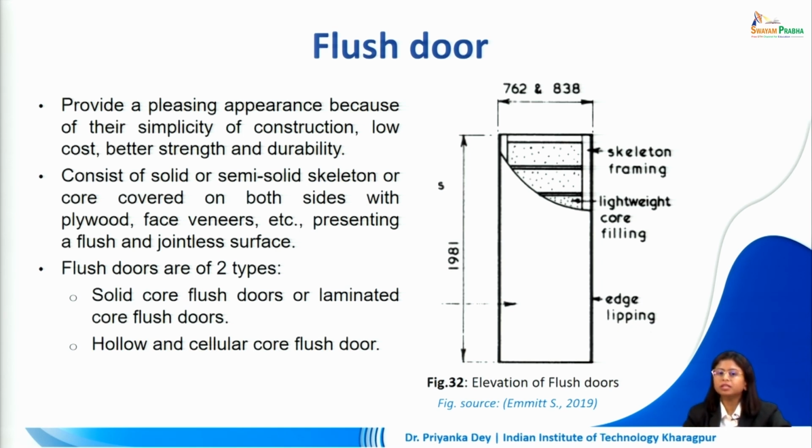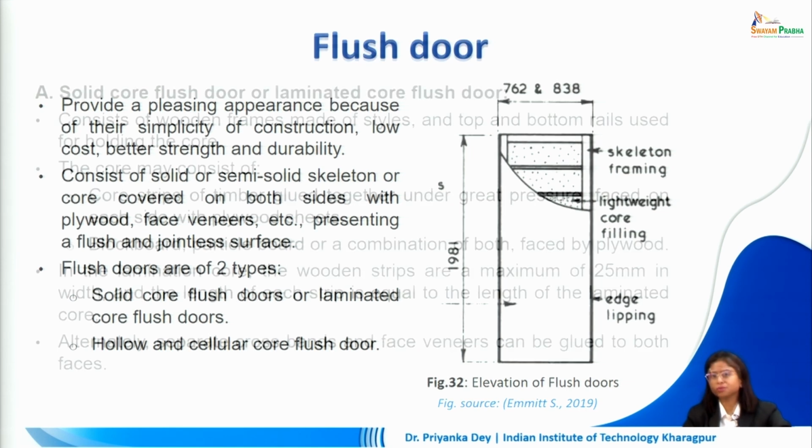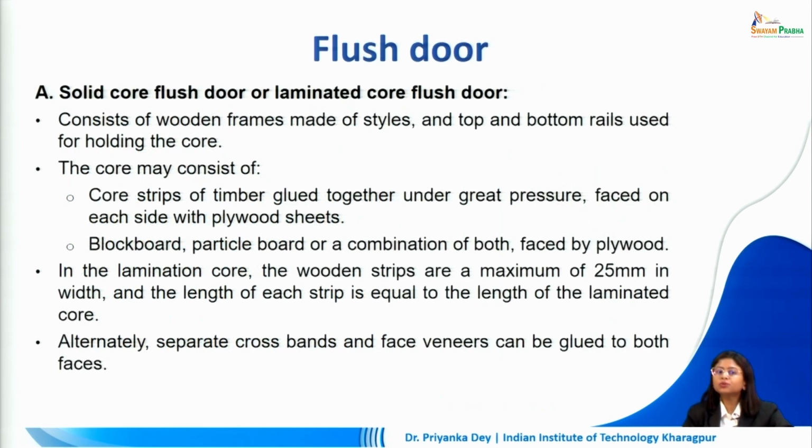Now, flush doors can be predominantly of two types. They can have a solid core or laminated core, or we can go for a hollow or cellular core flush door. The first type, the solid core or laminated core flush door, consists of wooden frames made of stiles and top and bottom rails used for holding the core. The core may consist of strips of timber glued together under a lot of pressure and faced on each side with plywood sheets. Block board, particle board, or a combination of both faced by plywood, we can go for any of these options to finish off the surface of the flush door.